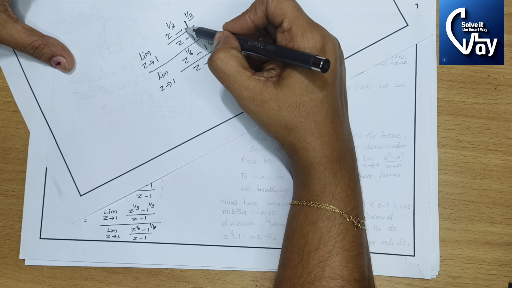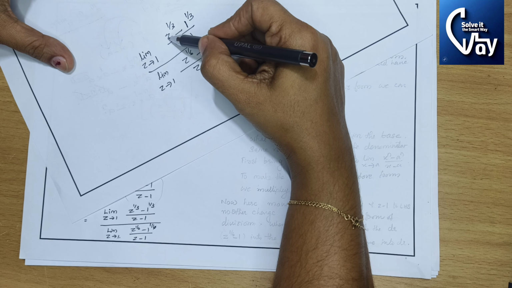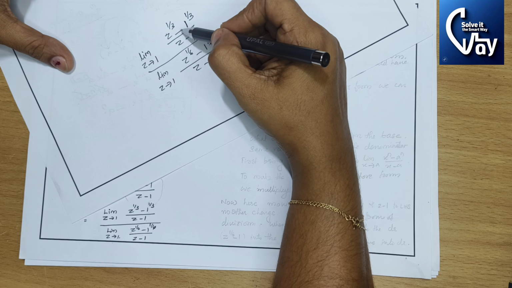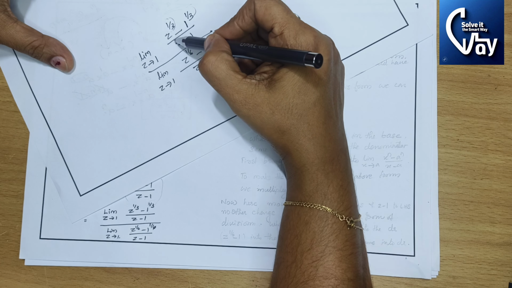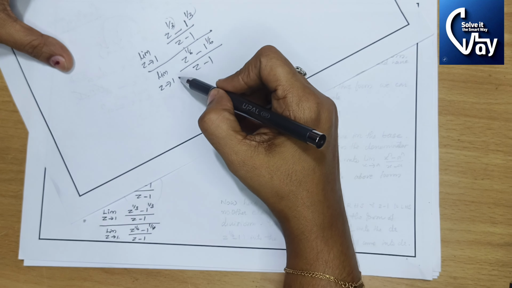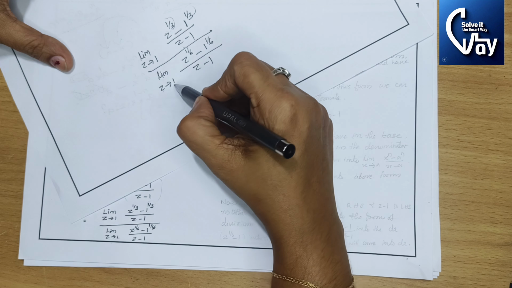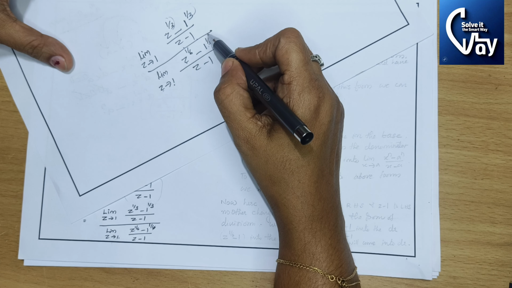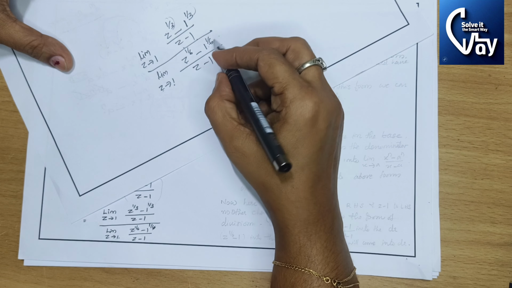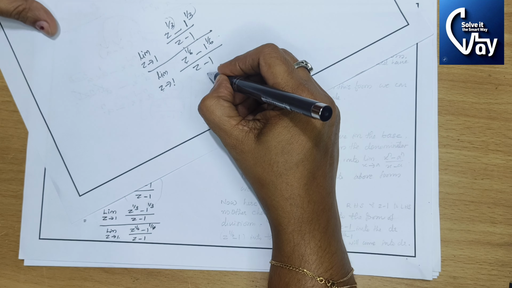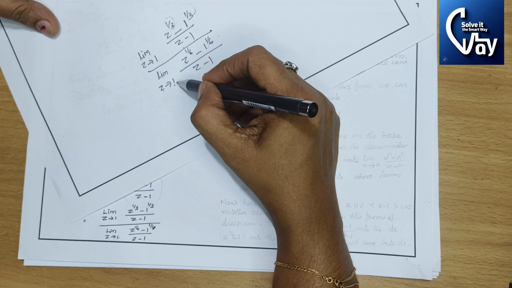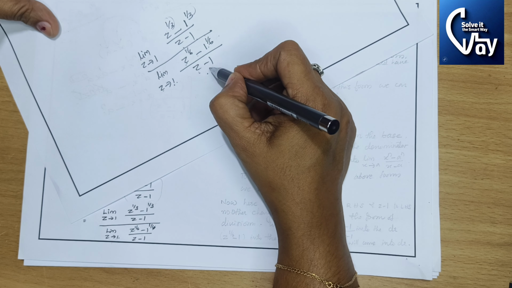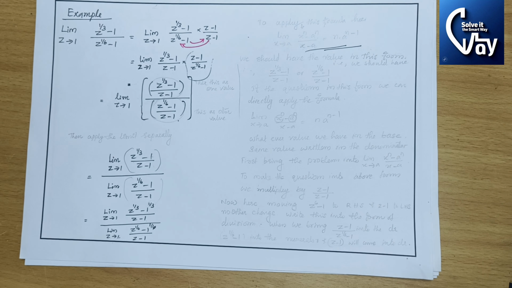Here x raised to n, limit x approaching to a, (x raised to n minus a raised to n), both of them are equal, by (x minus a). The denominator limit is z approaching to 1, (z raised to 1/6 minus 1 raised to 1/6) by (z minus 1). Now this is in the form of a theorem: limit x approaching to a, (x raised to n minus a raised to n) by (x minus a). Is it clear?